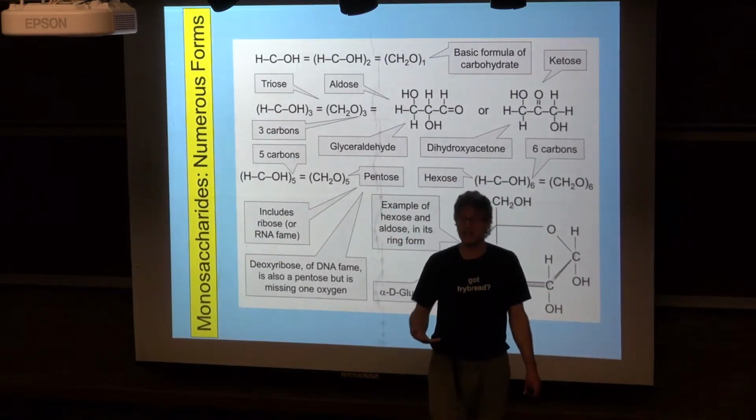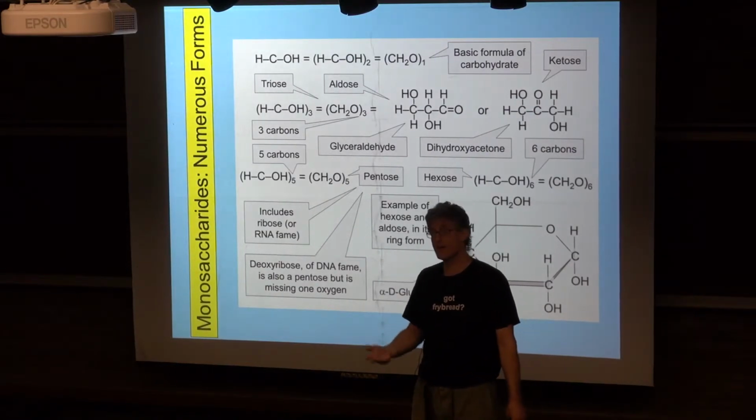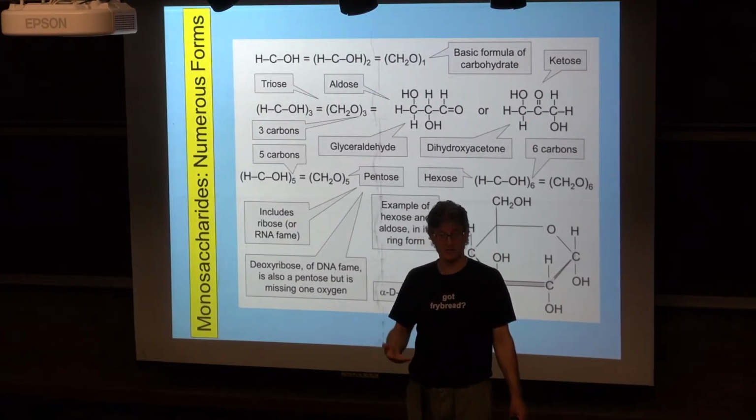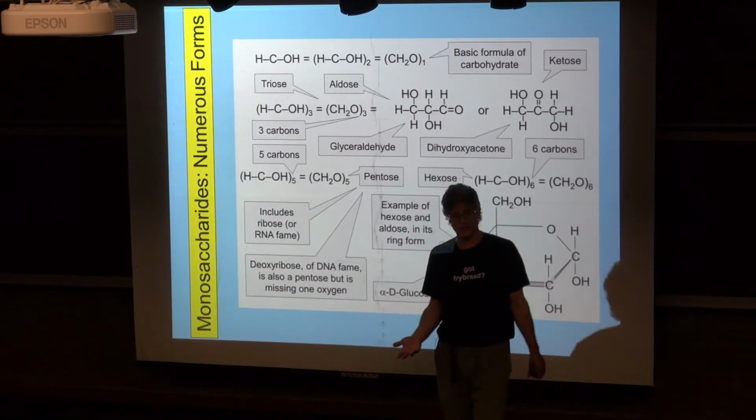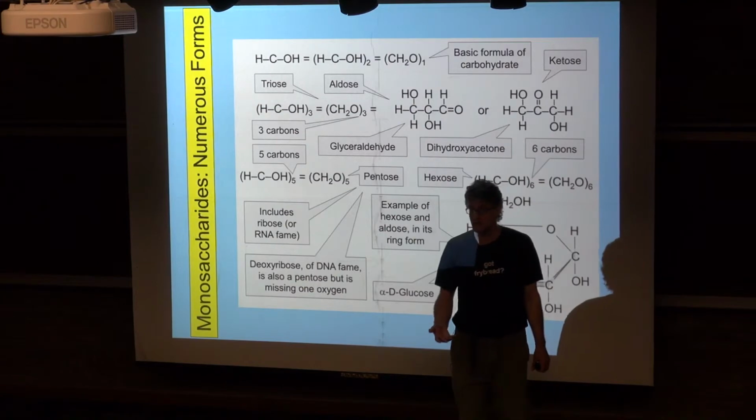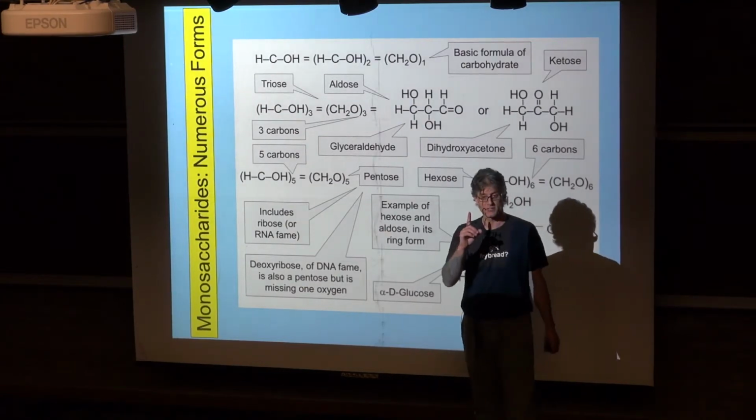And that's why DNA is called DNA. RNA is ribonucleic acid because it's based on the sugar ribose, and DNA is deoxyribonucleic acid because it's based on deoxyribose, which is missing an oxygen, so deoxy.